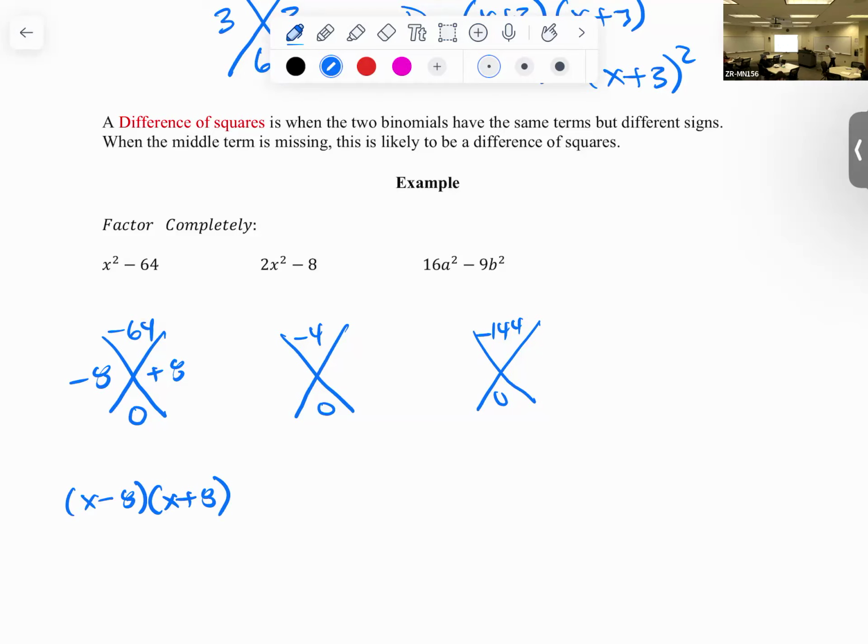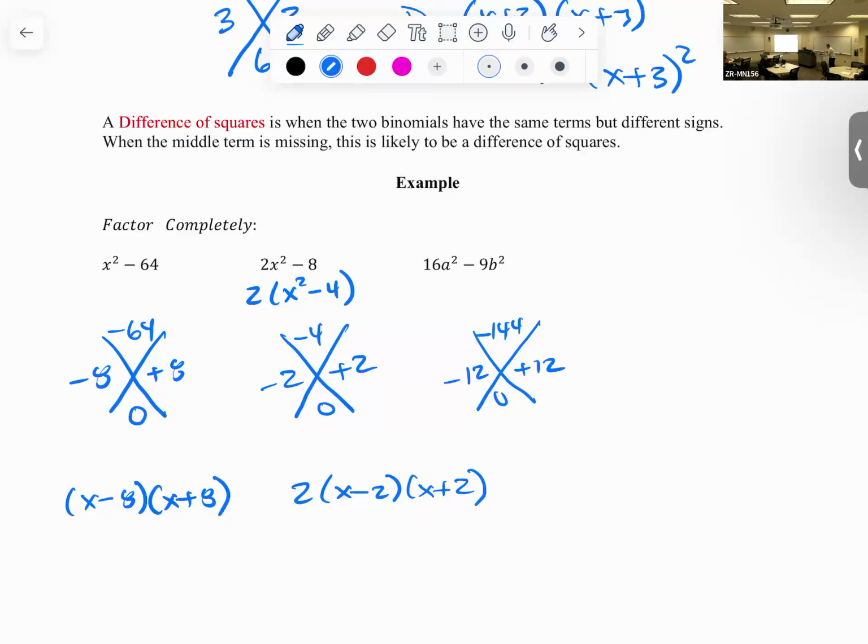For the second one here, I already did the first and important step, which is what? Greatest common factor. Pull a 2 out. And then we end up with -4 and 0 for the diamond. We need 2 factors, a negative and a positive: -2 and +2. And lastly, -144 and 0: -12, +12.